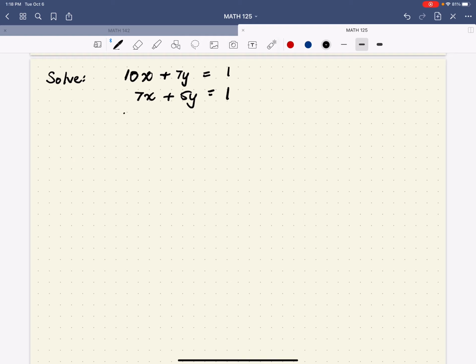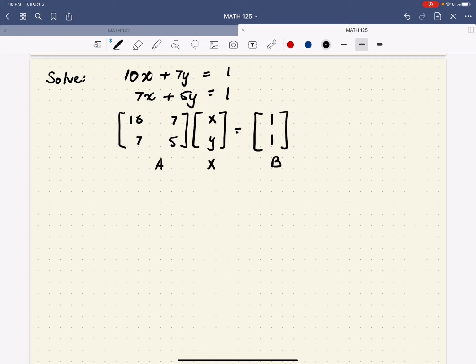Remember that this left-hand side can be written as the coefficients in one matrix, 2 by 2, our unknown matrix, which we call X, and then our right-hand side matrix. So remember that this follows the format AX equals B. If we have AX equals B, that translates to X equals A inverse times B. So what we need to do is find the inverse of matrix A and then multiply it by B, and boom, we have our solution.